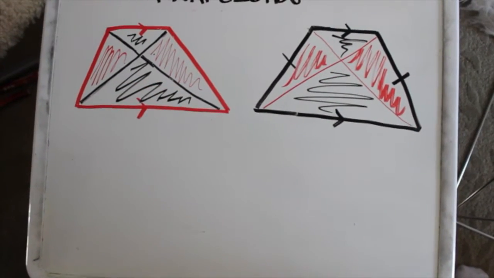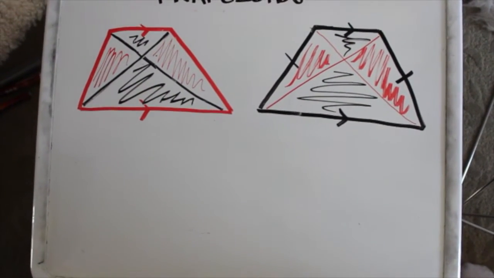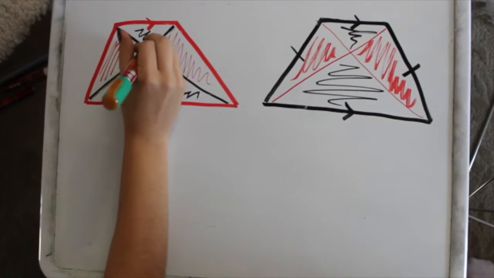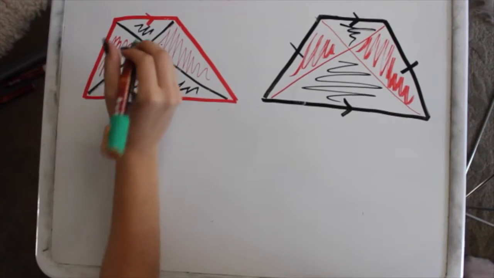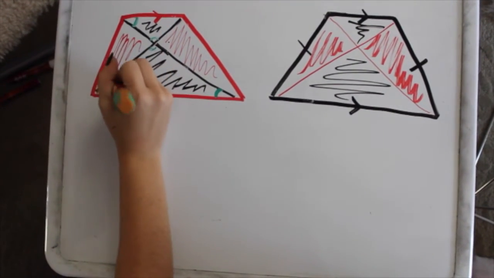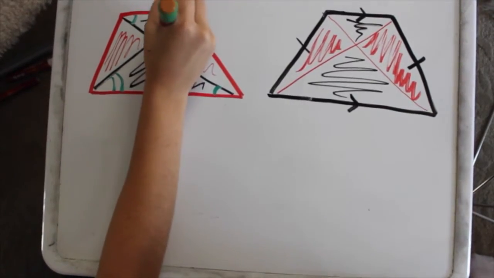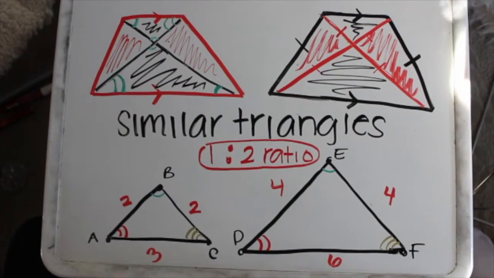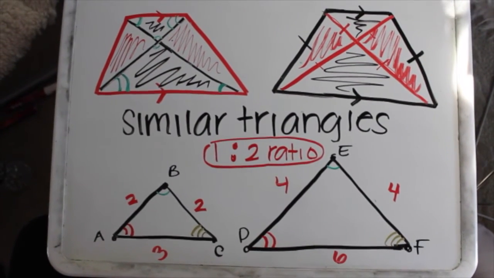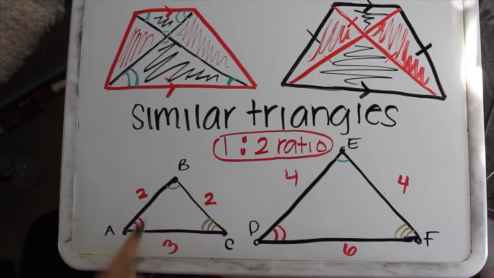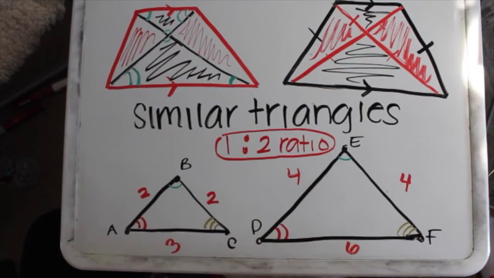So to prove similarity between these triangles, you can show that the vertical angles formed by the X are congruent, as well as the alternate interior angles in both of these triangles. So if you pull these two black triangles out of an isosceles trapezoid, you get two isosceles triangles, giving you corresponding angles that are congruent and corresponding sides that are proportional to each other.